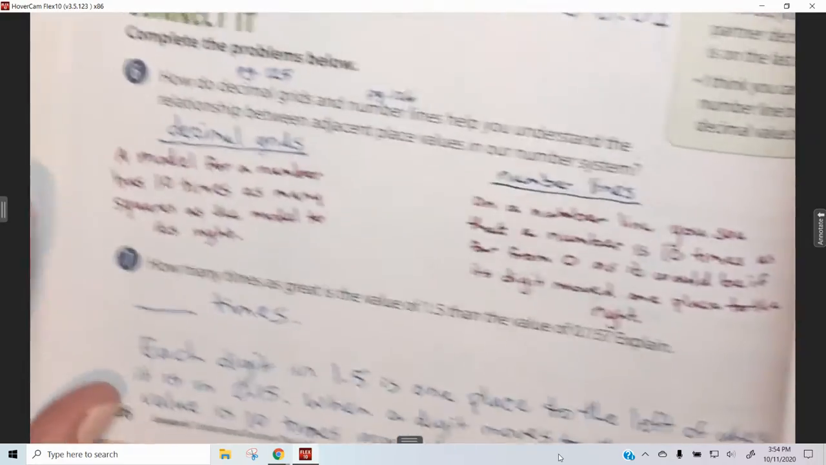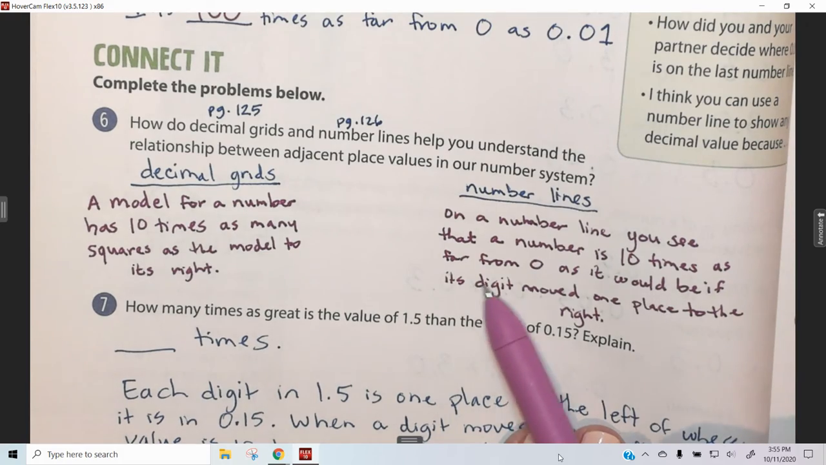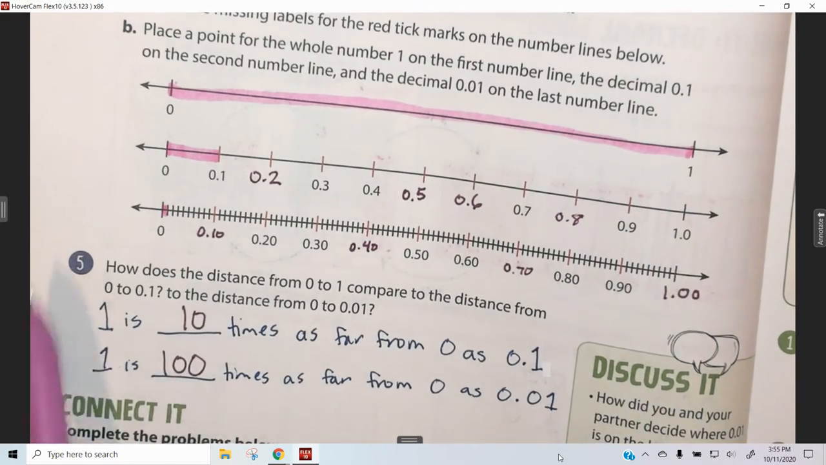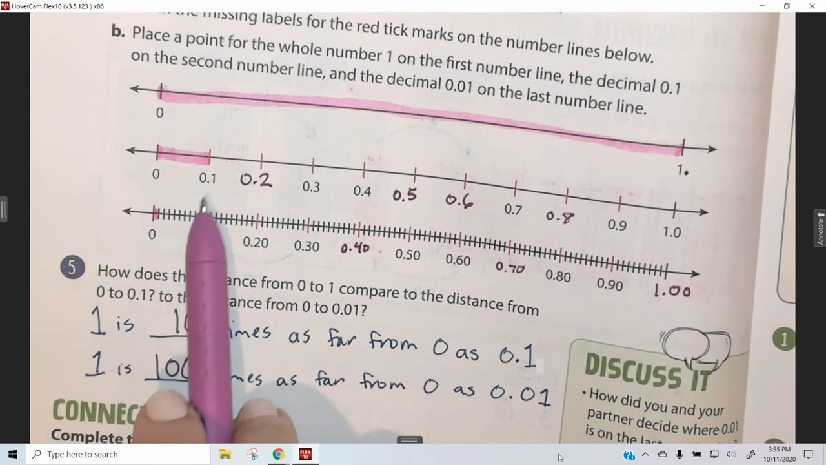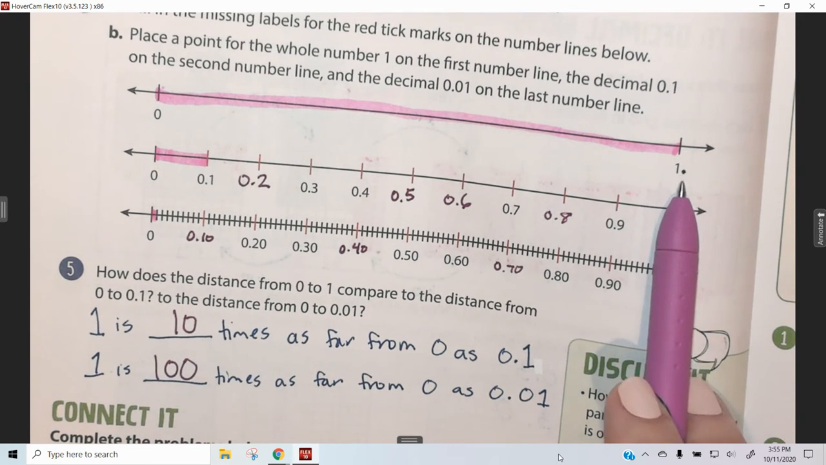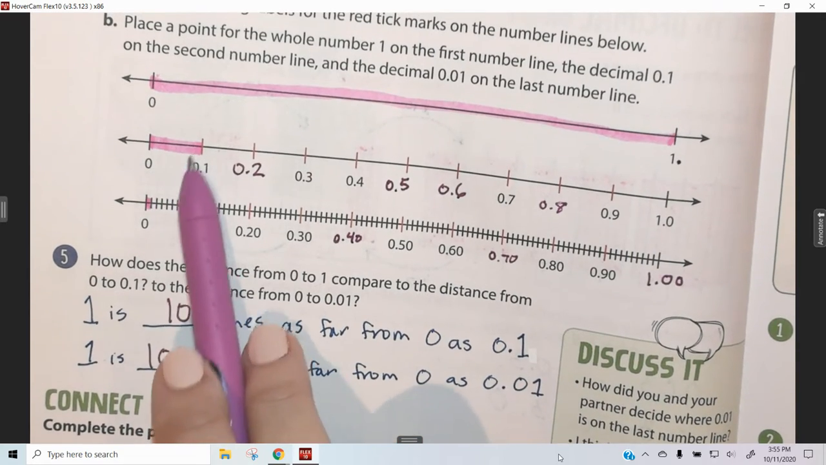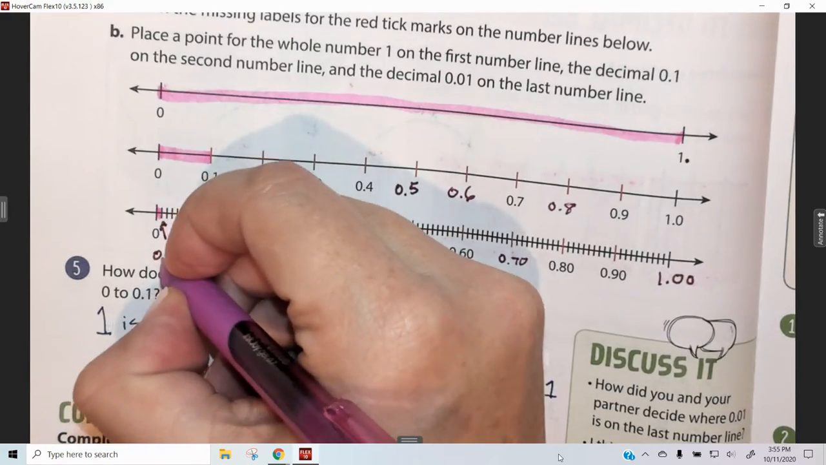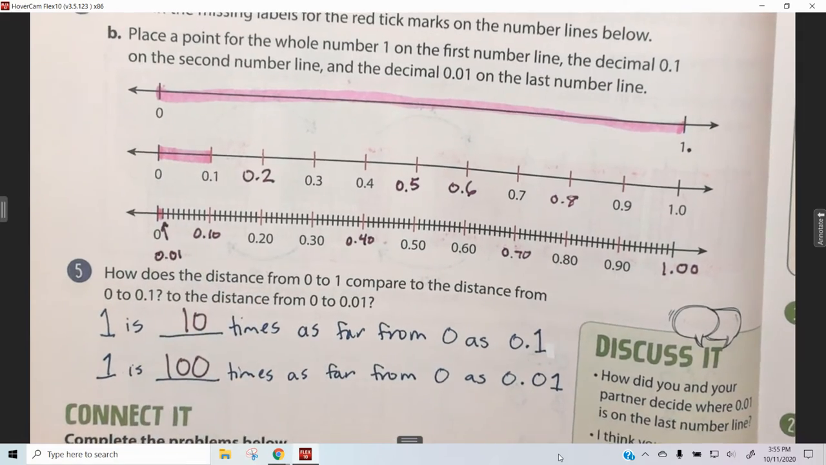Now, with number lines, you see that a number is 10 times as far from 0 as it would be if its digit moved one place to the right. So, when this 1 moves one place to the right, imagine that there's an imaginary decimal point right there. If this 1 just moved to the other side of this decimal, we would get 0.1. When the 1 moves one place to the right, that means this length here is 10 times longer than this length here. And then this right there is 0.01. So when the 1 moves one more place to the right, it gets 10 times smaller.